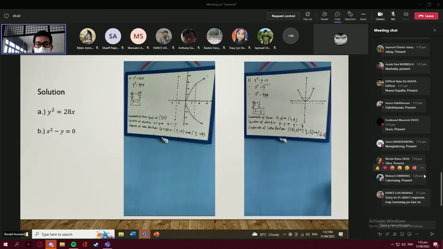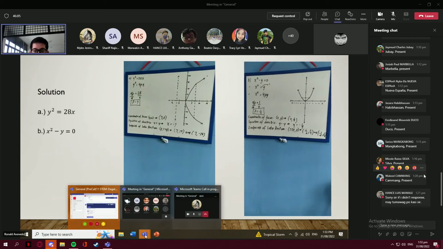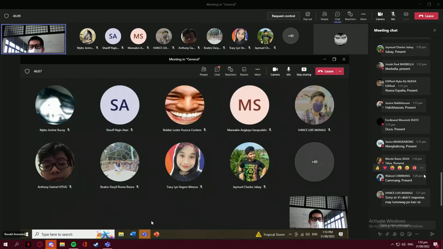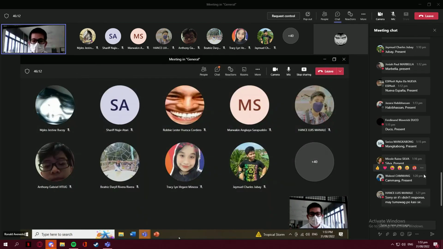So tomorrow, we'll have the continuation of this. The condition is if the vertex is any point on the Cartesian plane. Kagaya ng circle last time, meron tayong equation if the center is at the origin, meron din tayong equation if the center is not the origin. Okay? So, stop ko na ang sharing.